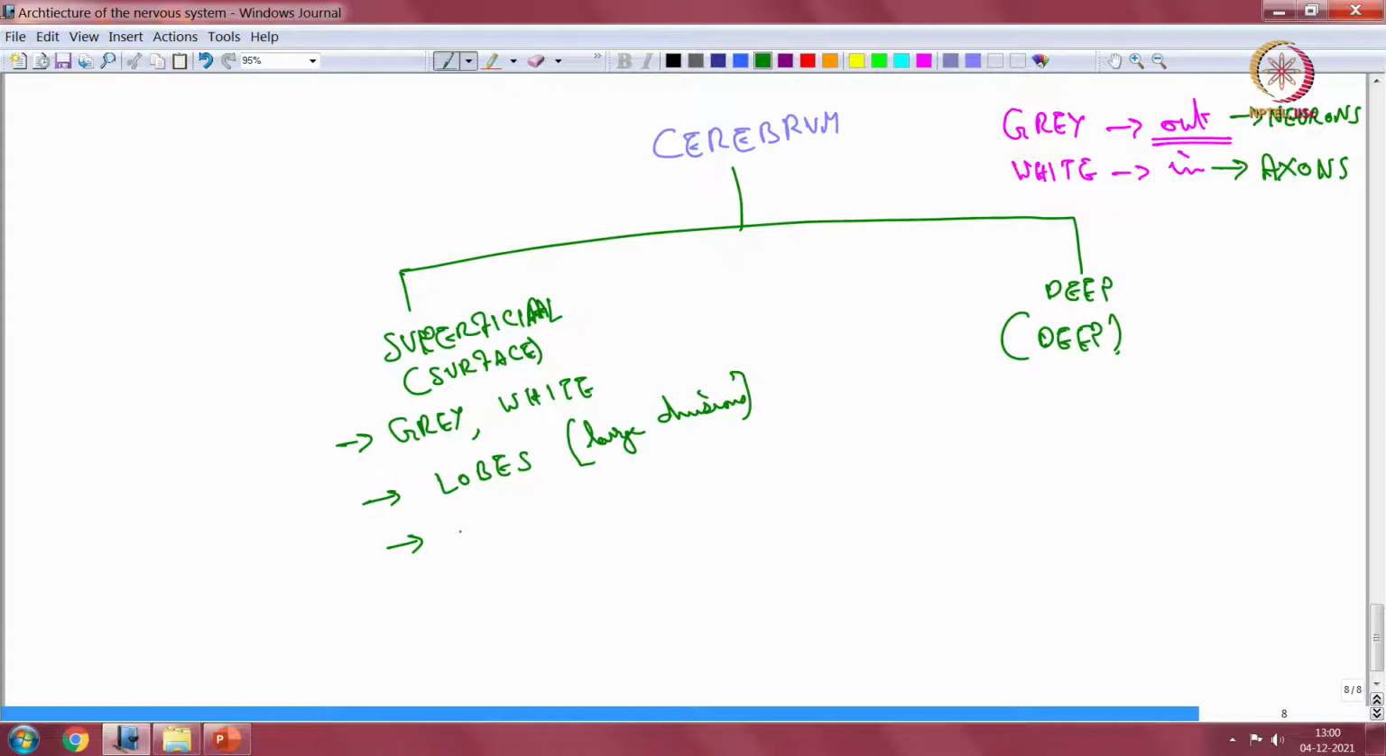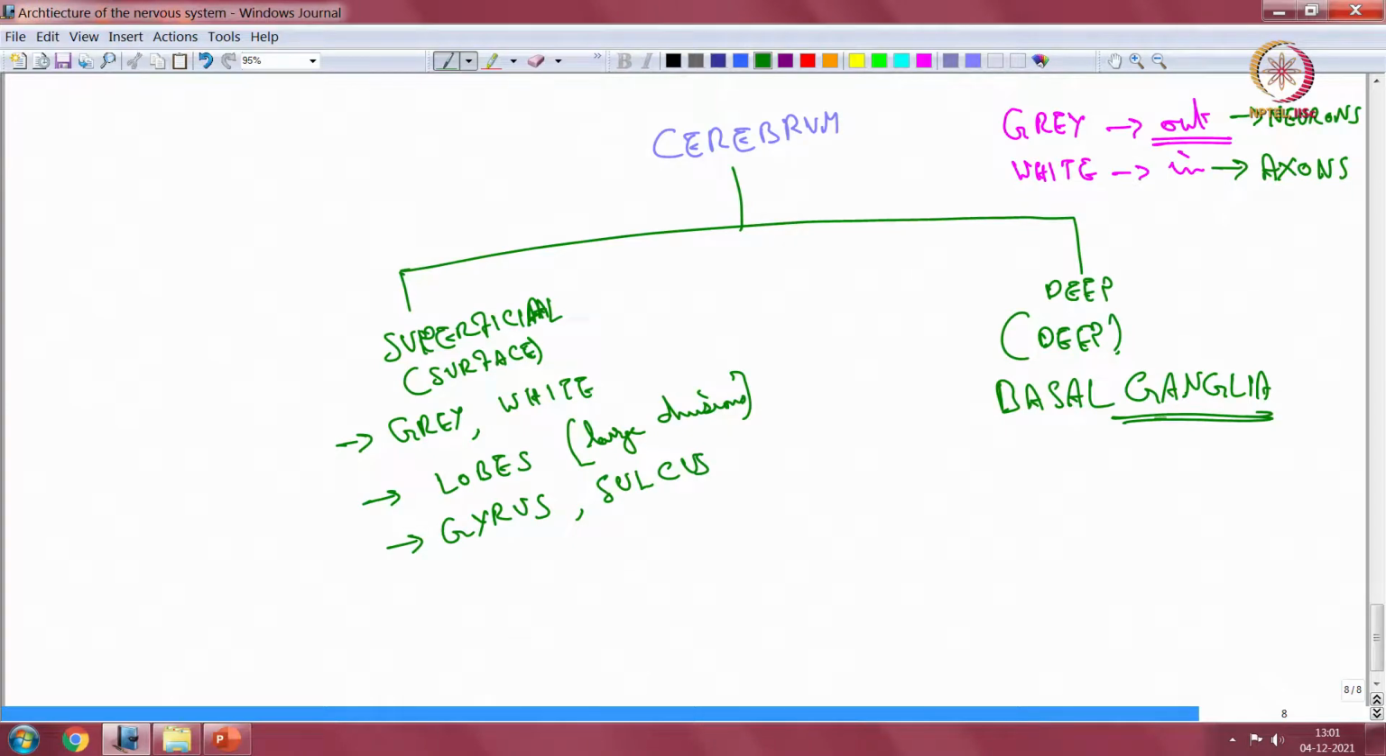Then large divisions, and then you have the structure in terms of gyrus and sulcus. So, these are things which you should know. You have gray and white matter distributed like the way I have described. Then you have lobes, which are semi-artificial divisions between various parts of the brain. We will look into it in greater detail.